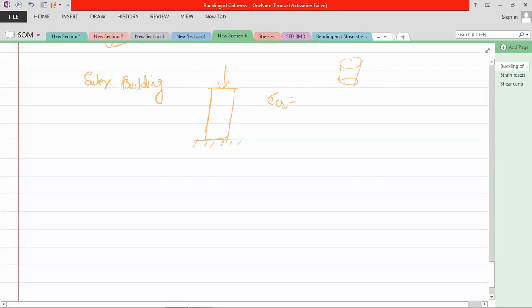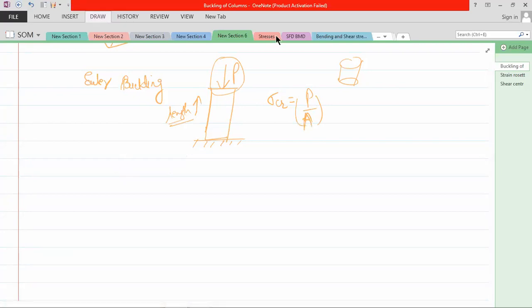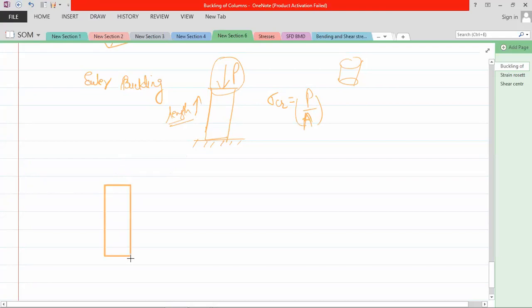But suppose the load is the same and you increase the length. Now we know that crushing stress is P by area, so no length factor is coming in. But when we increase the length of the bar, what will happen? Suppose the length is increased. Now we apply the load.